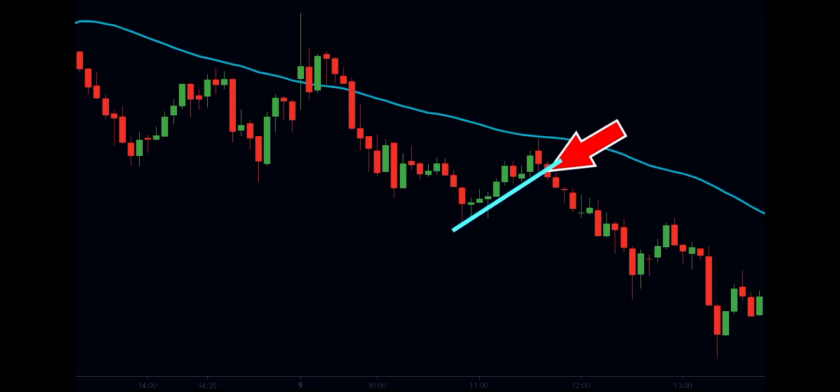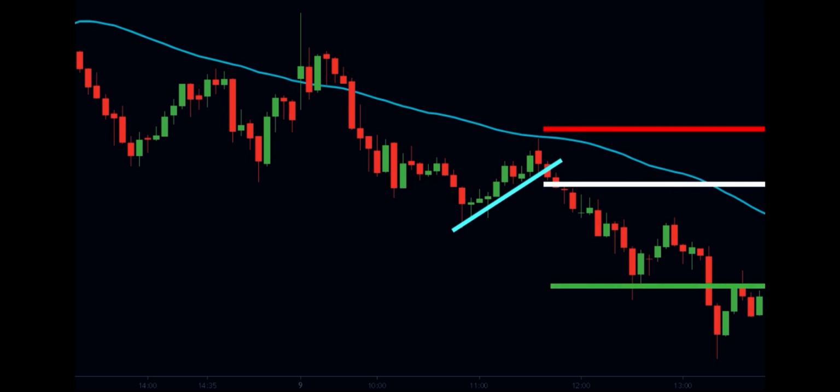This candle breaks the trend line and hence we place a short trade below the low of this candle. We keep our stops above the moving average and we keep our targets at a 1:1.5 risk-to-reward ratio. As you can see, this trade generated profits.